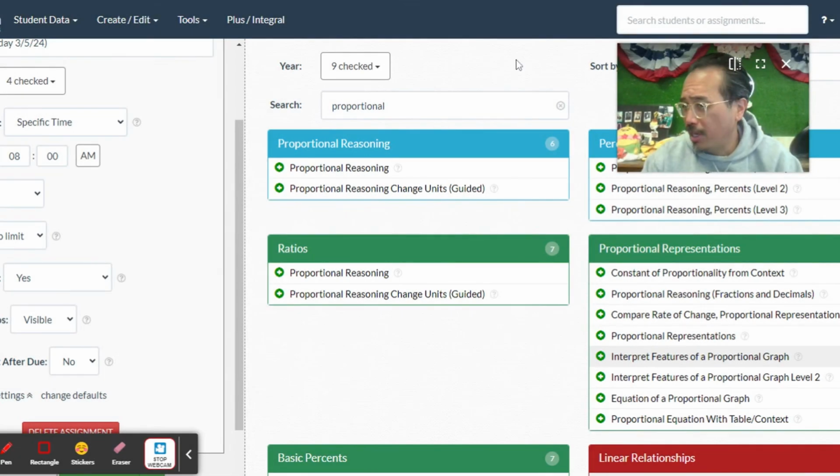Somehow the tan makes me look older, which is the exact opposite intended effect. I thought getting a tan would make me look 10 years younger. Man, I have a lot of gray hair. Okay, this is scary. Okay, all right.